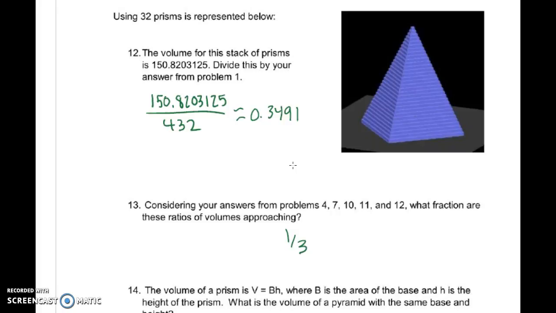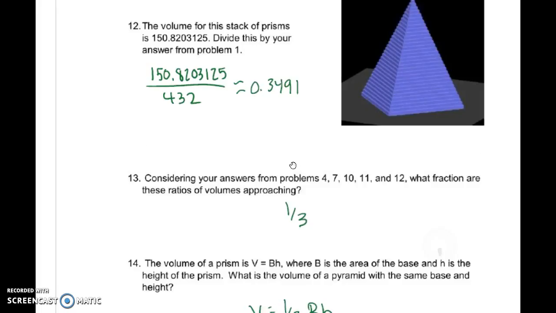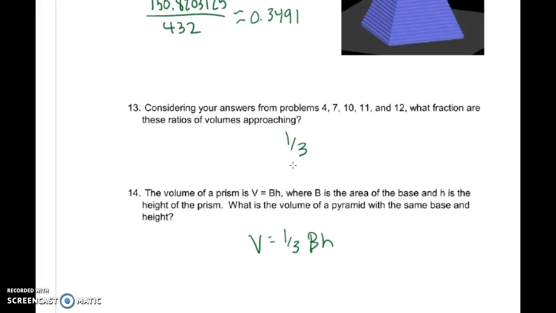So the way we calculated the volume of a prism was we took the area of the base and multiplied by the height. So our volume formula for a pyramid, whether the base is a square, rectangle, triangle, hexagon, any of those, is going to be 1/3 the area of the base times the height. So again, 1/3 the area of the base times the height.